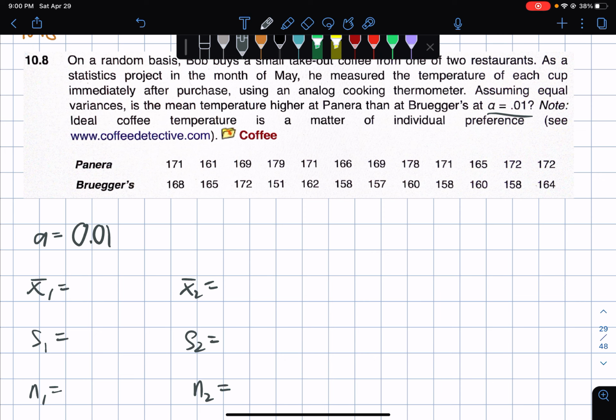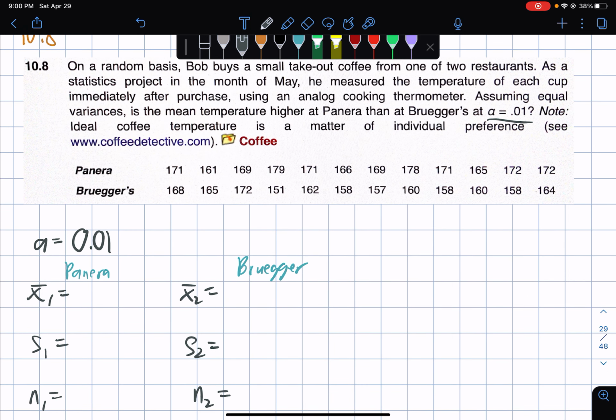So for Panera, this is going to be for Panera, and this one is Brewegger. So 171, 161, 169, 179, 171, 166, 169, 178, 171, 165, 172, 172. Okay, looking for the mean. It is 170.33, or another 3. It's a non-terminating decimal.